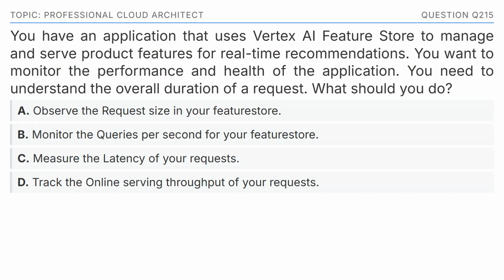You have an application that uses Vertex AI Feature Store to manage and serve product features for real-time recommendations. You want to monitor the performance and health of the application. You need to understand the overall duration of a request. What should you do? The options are: Option A, observe the request size in your feature store. Option B, monitor the queries per second for your feature store. Option C, measure the latency of your requests. Option D, track the online serving throughput of your requests.